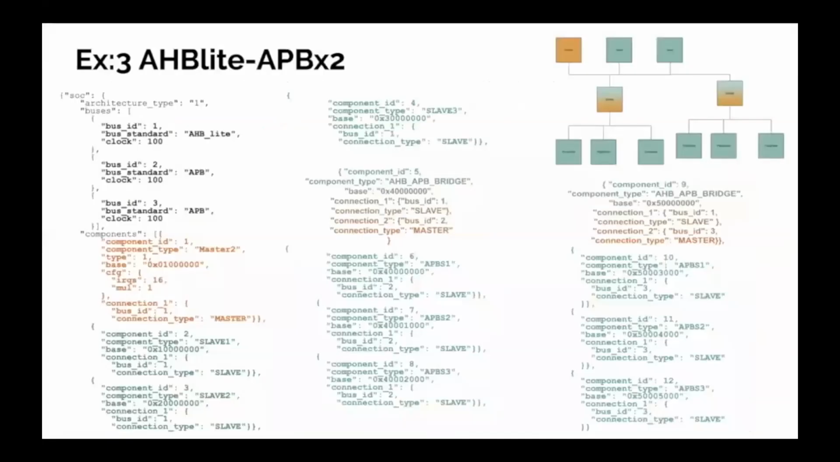Now, as for the last example, this is just an AHB-Lite with 2 APB systems. So here, instead of 2, we have 3 buses. We have the AHB-Lite of bus ID1, we have the APB bus ID2, and the other APB one is bus ID3. Again, this section corresponds to the master, followed by the AHB slaves. This one corresponds to the first APB bridge, and this one corresponds to the second APB bridge.